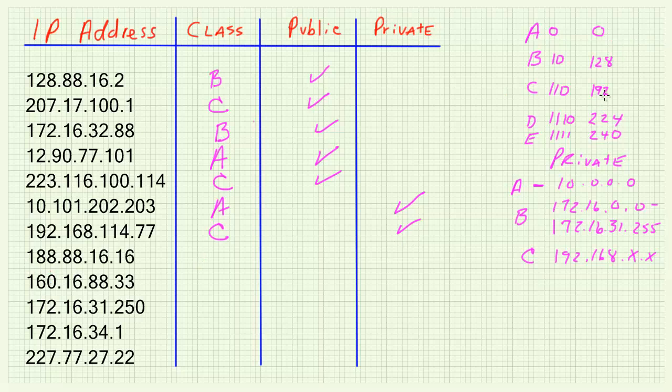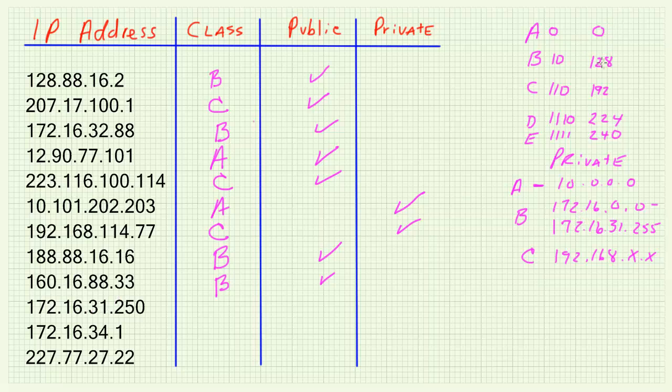188. Greater than 128, less than 192, so this is going to be a Class B, and it does not fall within the Class B private range, so this is going to be a public. 160.16.88.33, once again, it is more than 128, less than 192, so it's going to be a Class B, and it's going to be a Class B public, because it also does not fall within the Class B private IP address range.